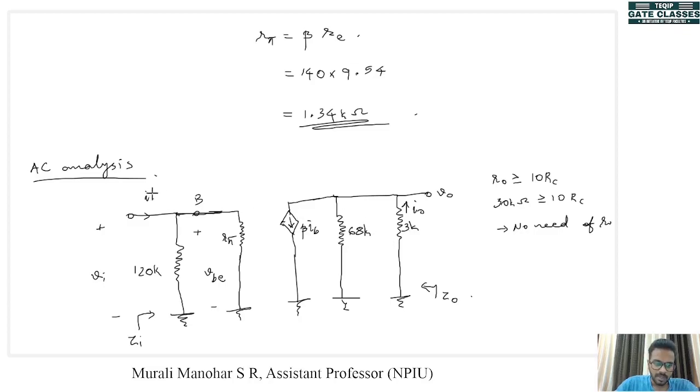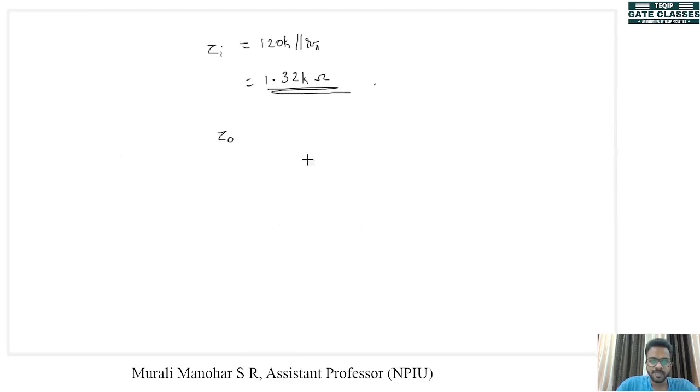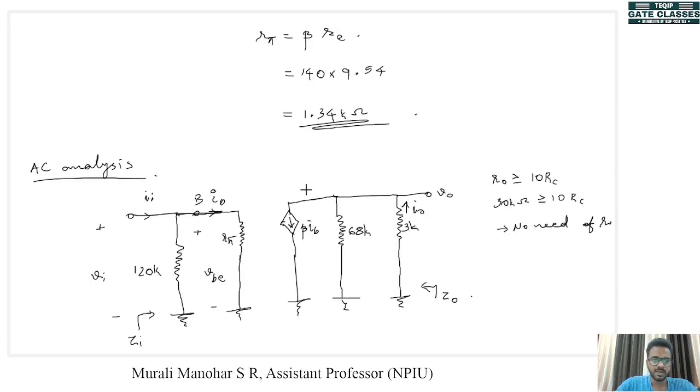If we equate II to 0, there is no IB. If there is no IB, there is no beta IB. So there is no need to consider this in the output. So Z out is equal to 3K parallel 68K. So this is 3K parallel 68K, and this is equal to 2.87K. So this is Z out.